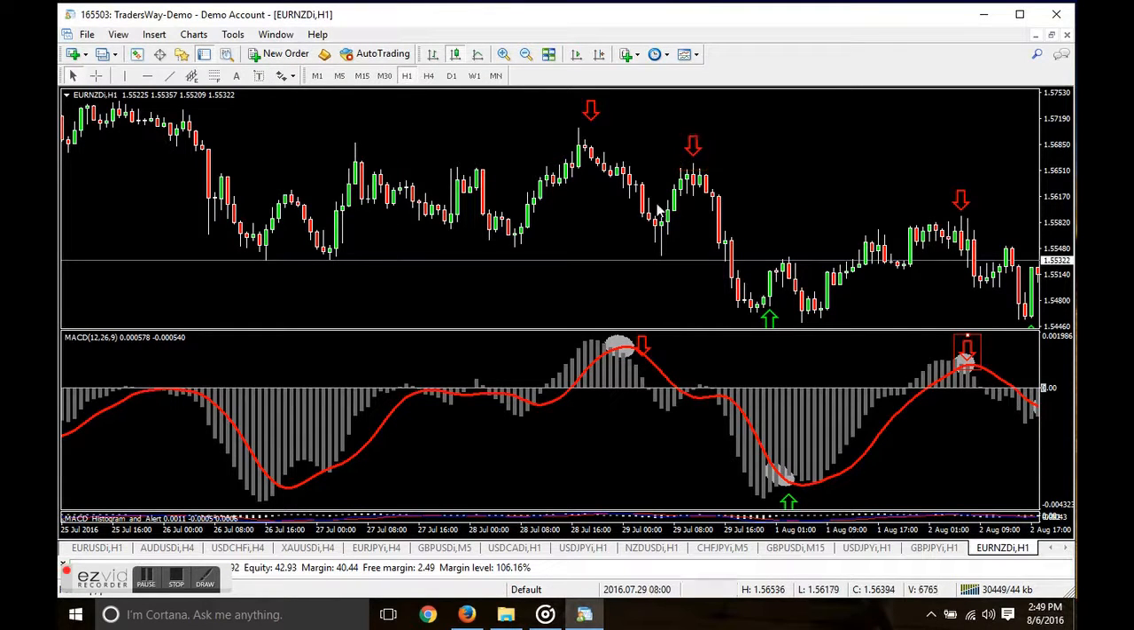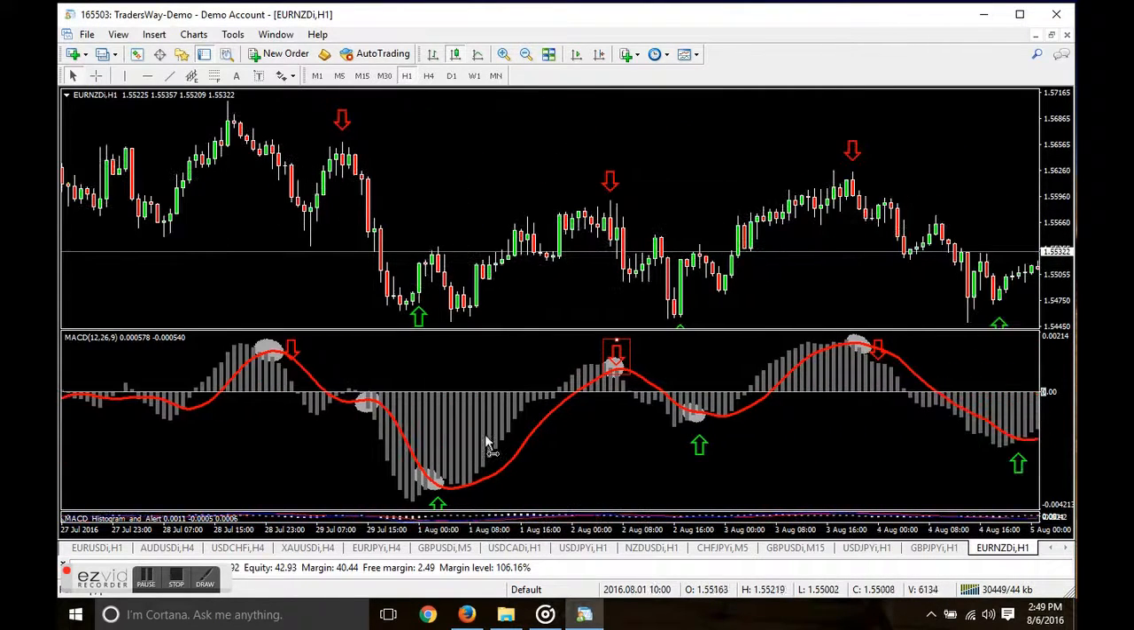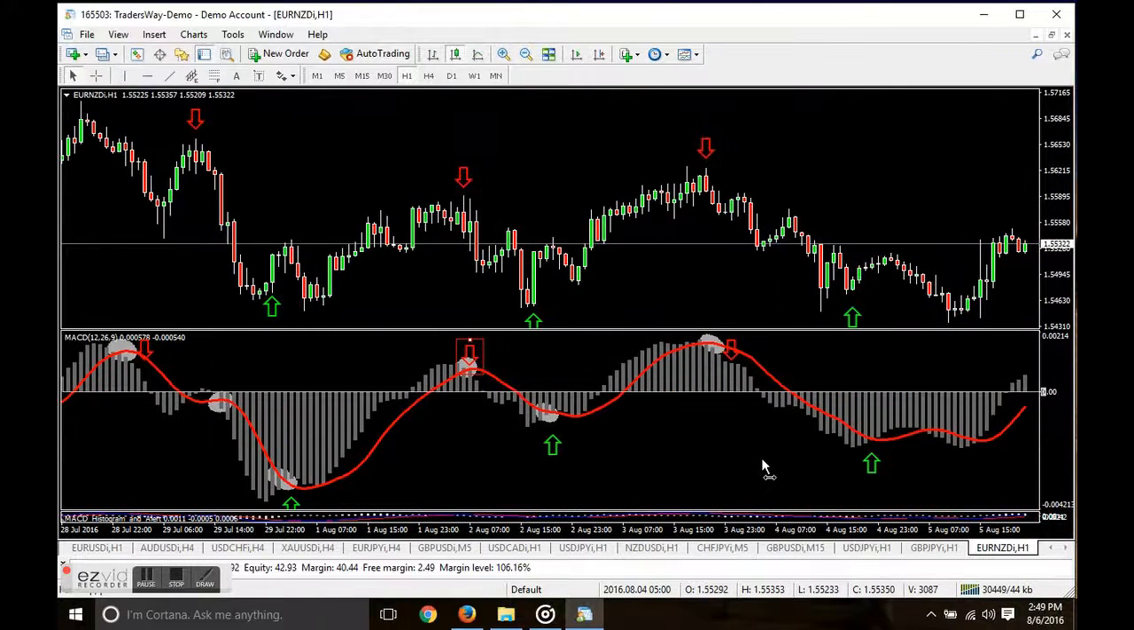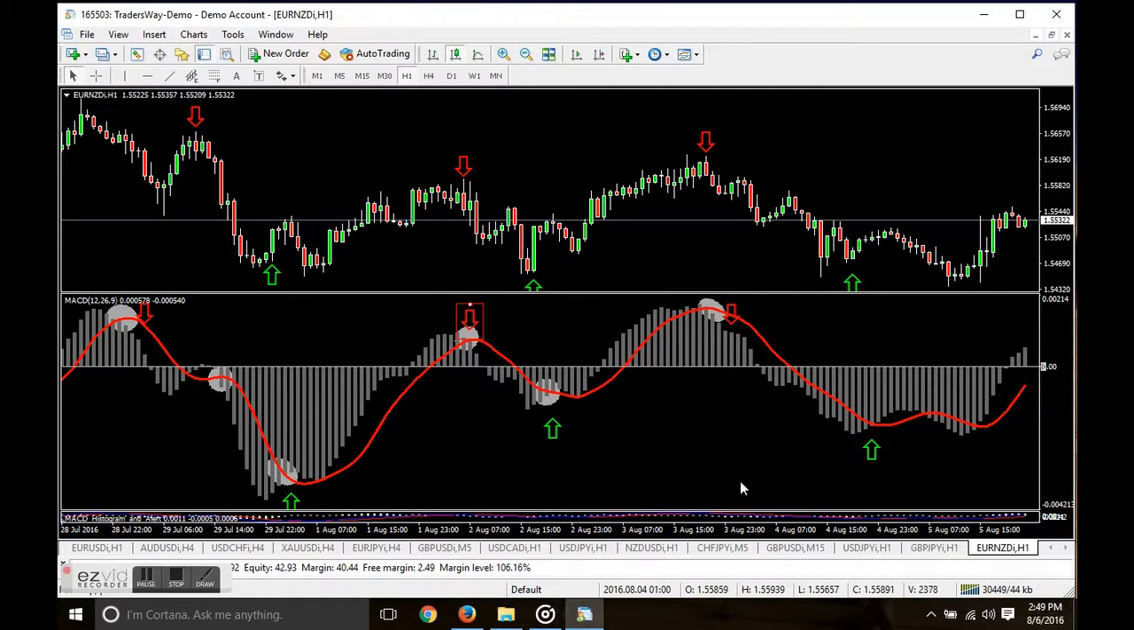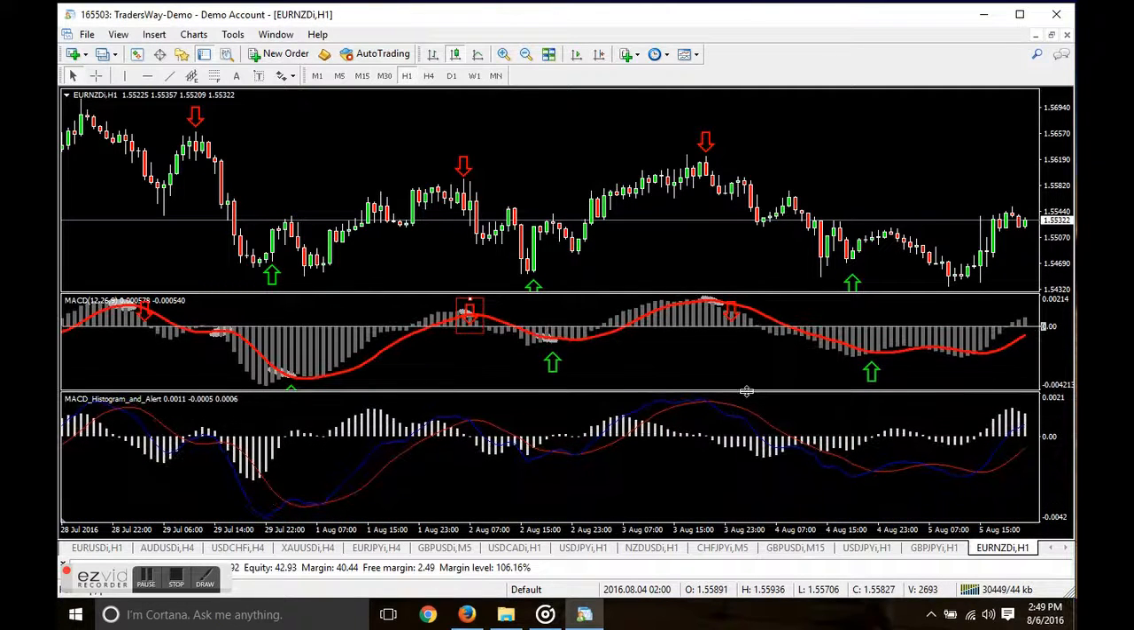Now you're not going to win all the time using this strategy, but you might win about, say, 90% of the time, which is still really good in trading. You can lose 4 times out of 10 when you trade and win 6 times out of 10 and still be profitable as long as your money management is correct.